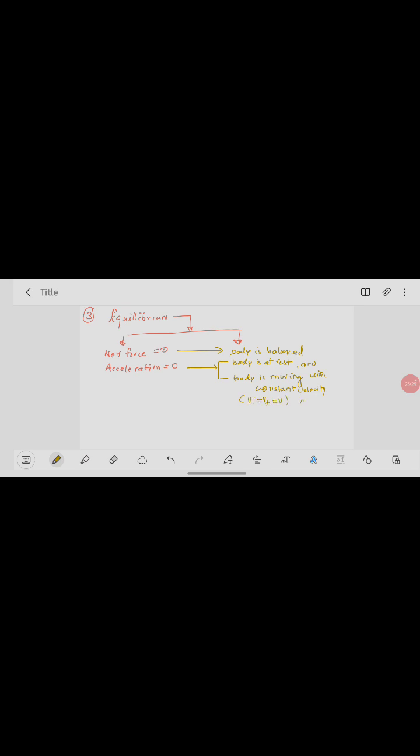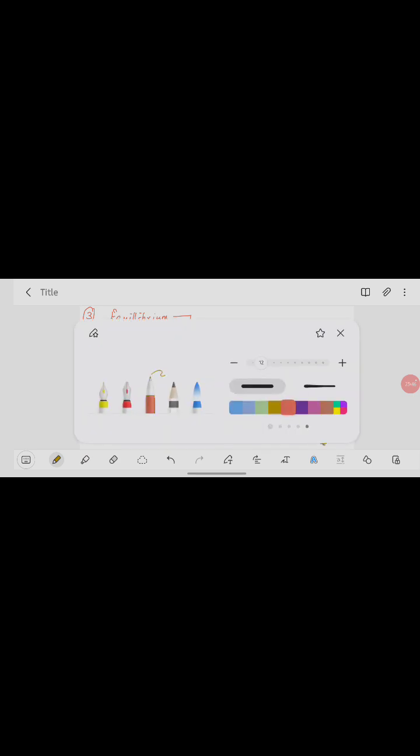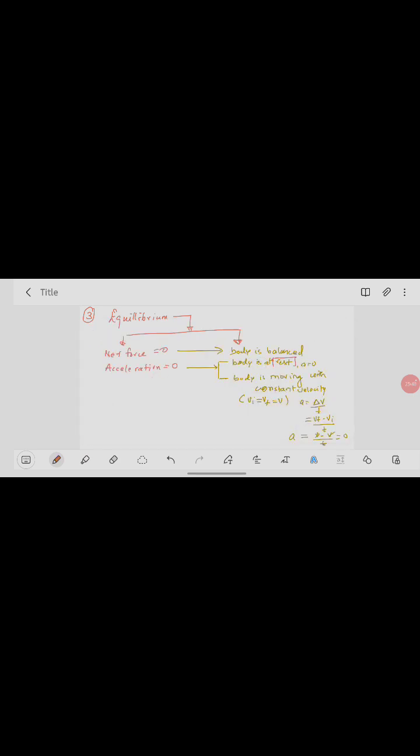So a is equal to change in velocity over time, correct? So a equals vf minus vi over t. Both velocities are the same, correct? So it will cancel and become 0. So there will be two situations for the acceleration to be 0: if the body is at rest, and the other case is the body moving with constant velocity. So the equilibrium condition can be achieved at rest, and even in motion, if it is moving with constant velocity.